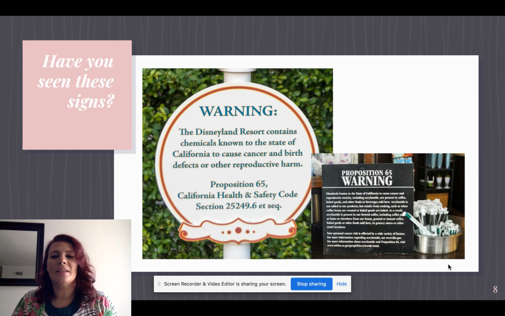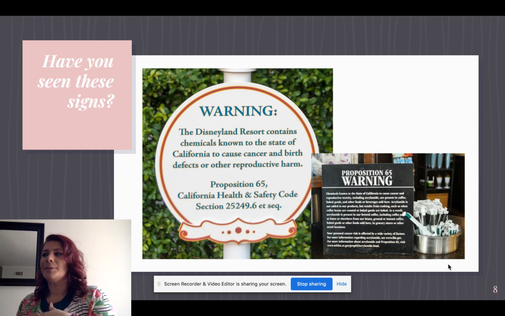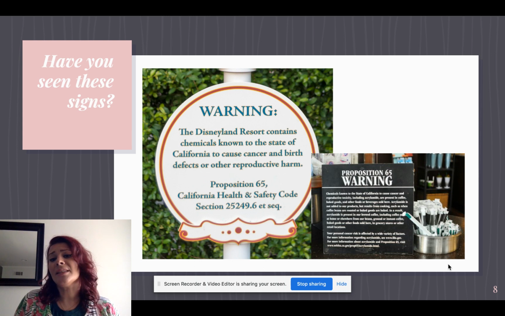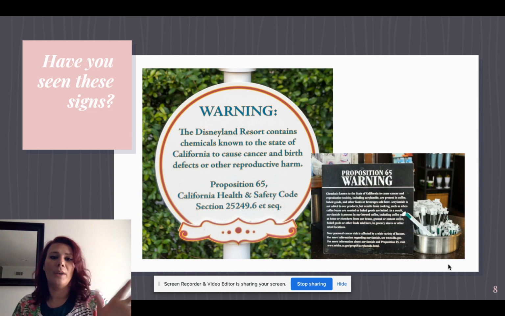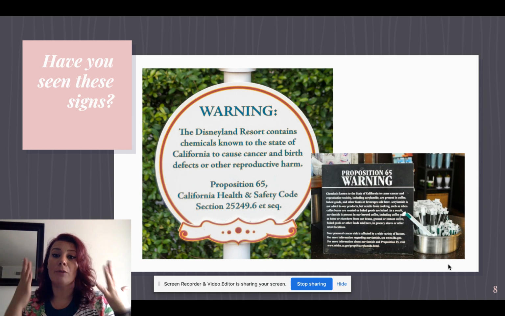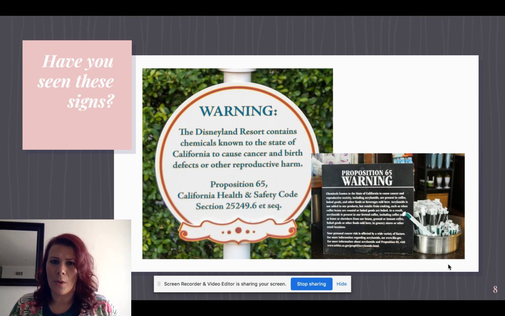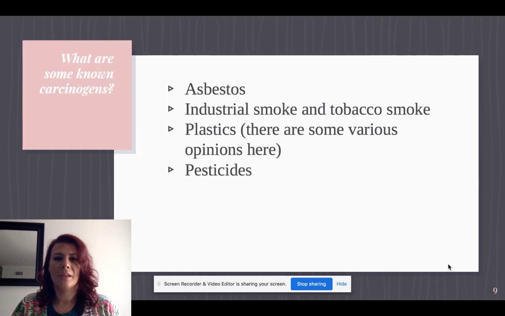And basically what this is there are certain substances in paint, in certain types of plastics, in a bunch of different things that could potentially cause cancer. So in the state of California, this proposition, Prop 65, said, hey, we need to warn people of this. It doesn't mean that if you go to Disneyland or Starbucks, you are going to get cancer. Doesn't mean that. It just means that there's things that you should be aware of, okay?